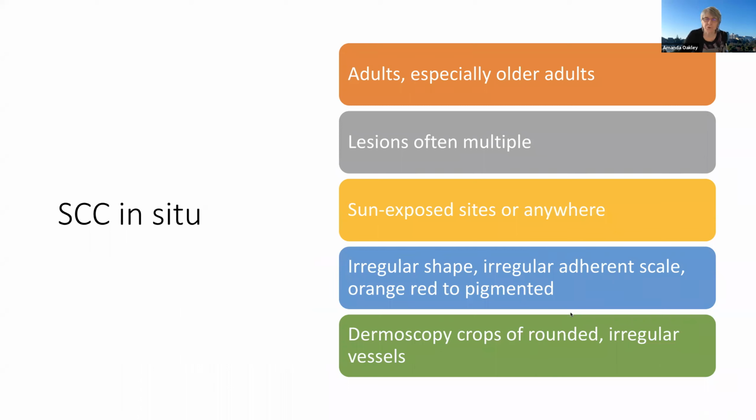SCC in situ is quite common and results in single or multiple lesions in adults, mainly in sun-exposed sites, but sometimes they can occur in areas that are not exposed to the sun. So being in an armpit or a groin doesn't exclude that diagnosis. They're slowly growing irregular plaques with adherent scale. They are usually an orange-red in color in white skin, but they can be pigmented.